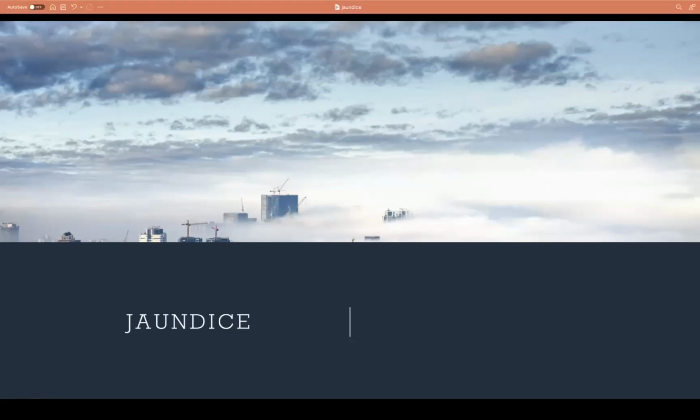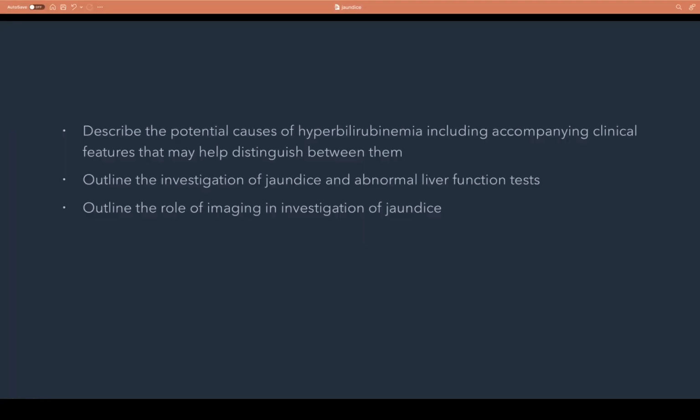All right, so today we'll be talking a little bit about jaundice, and in particular, we'll describe the potential causes of high bilirubin and its accompanying clinical features that can help distinguish between different causes. We'll talk a bit about investigations on jaundice and abnormal liver function tests, and outline the role of imaging in the investigation of jaundice.